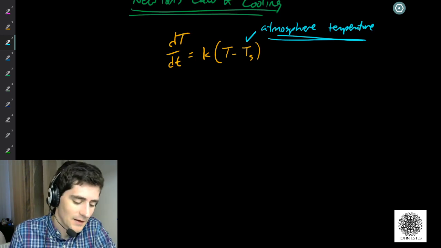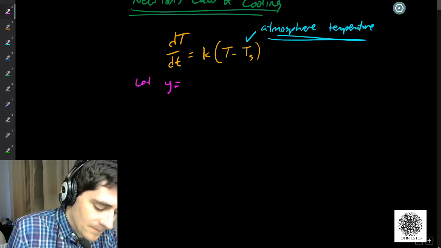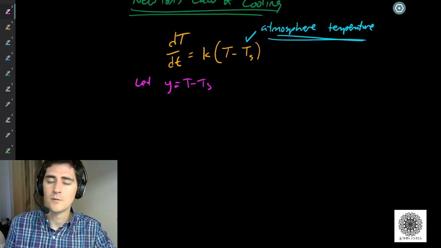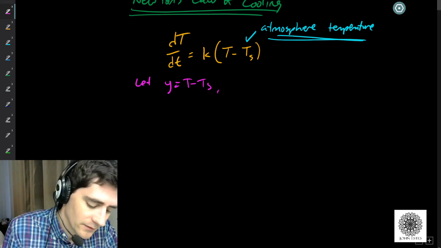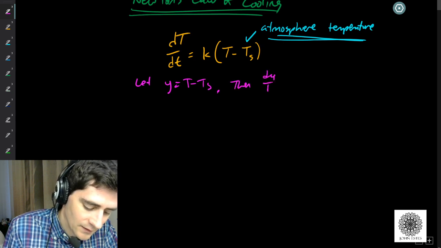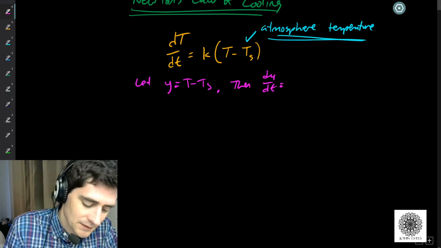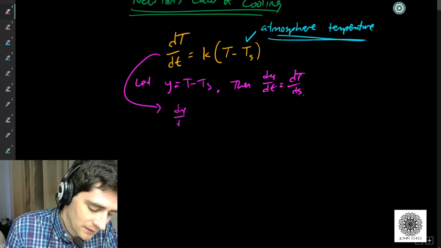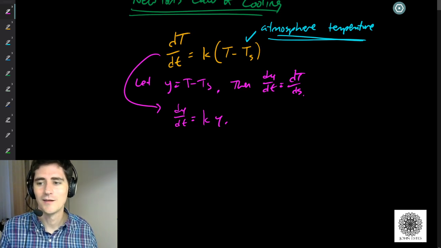All right, now this is exactly the same as what we did earlier, even though we have this difference, because I can say this. Let's let y be this difference, T minus Ts. Ts is a constant, right? We're bringing it into a constant atmosphere. So if I take the derivative of that, then dy/dt is going to be, well, the derivative of the constant is 0, so I just end up with the derivative of T, dT/dt. So this equation then could be written as dy/dt equals ky. That's the exact same thing we did with growth and decay, right?